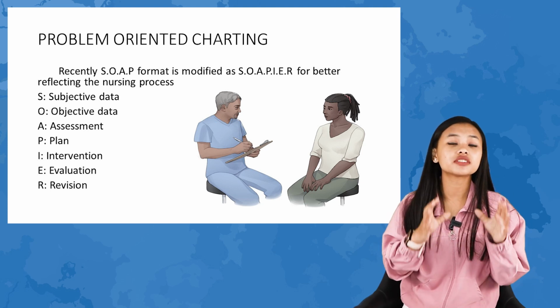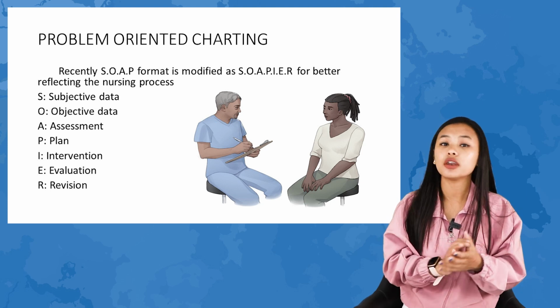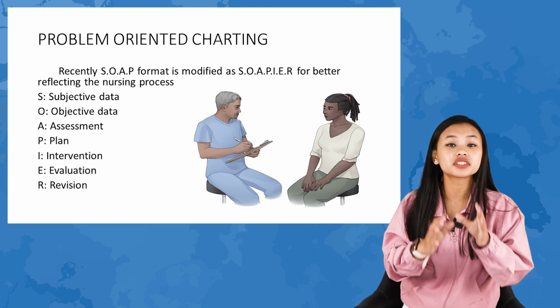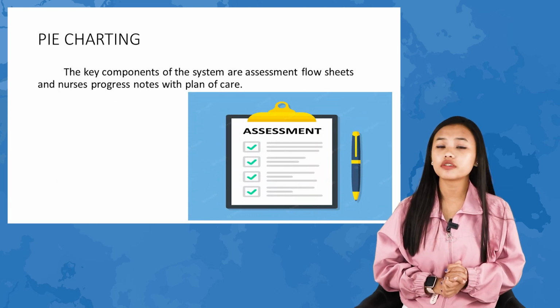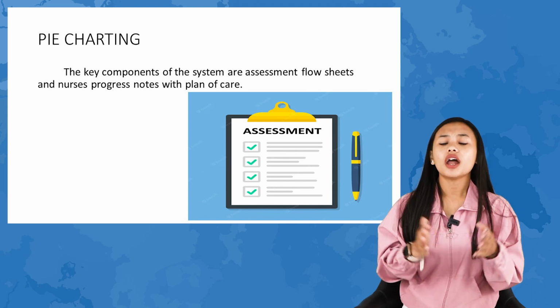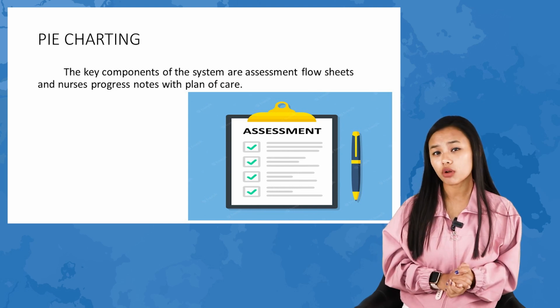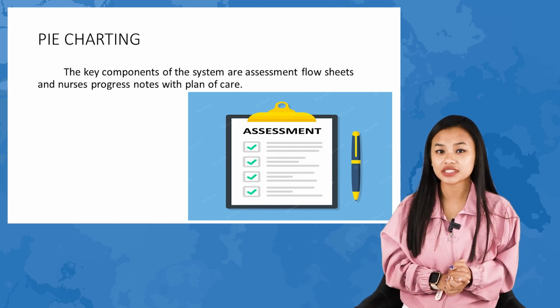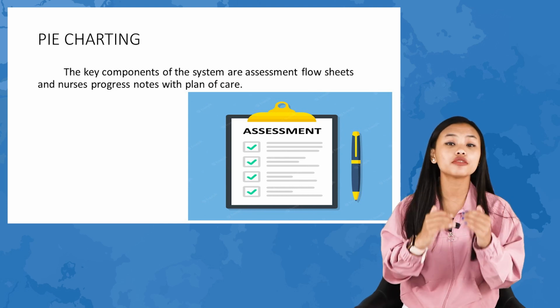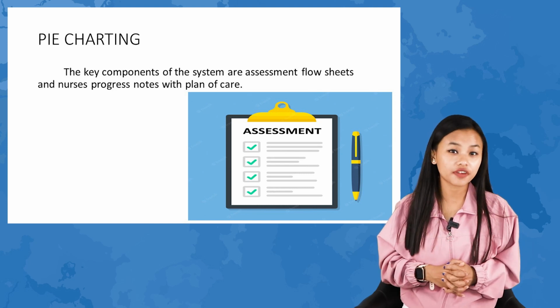So here through this format, it becomes very easy for us to provide care and also to reflect on the nursing process. Now moving on to the fourth one, that is the PIE charting. So here, as we all know, the key components of the system are the assessment flow sheets and the nurse's progress notes with the plan of care, right?